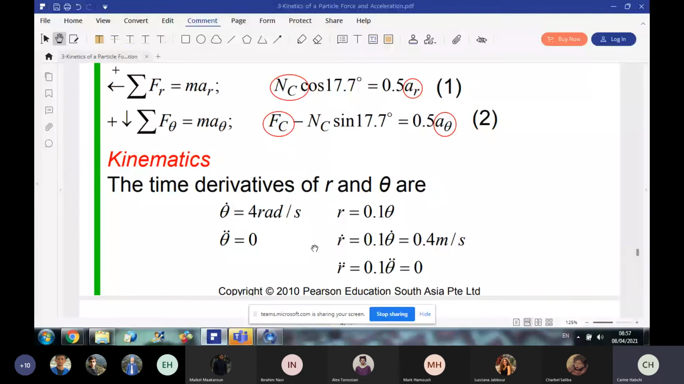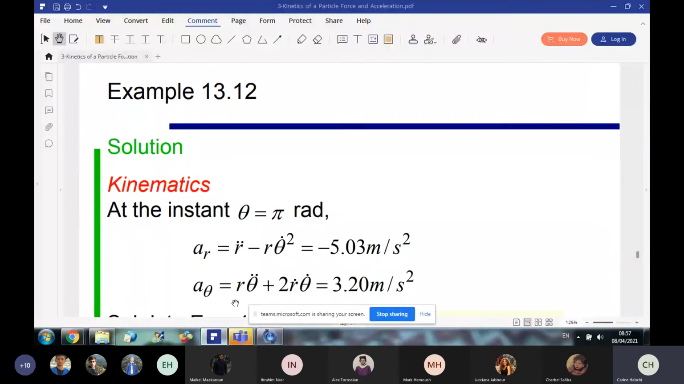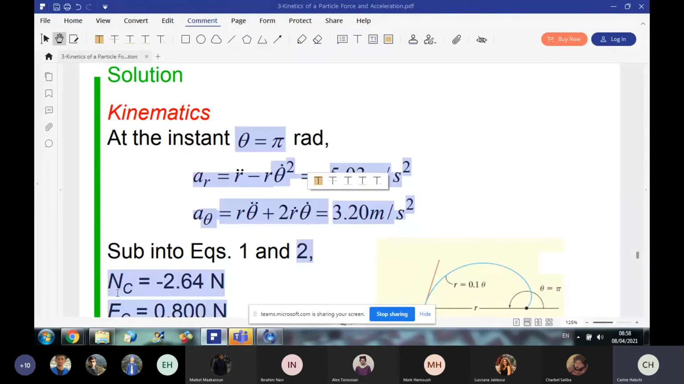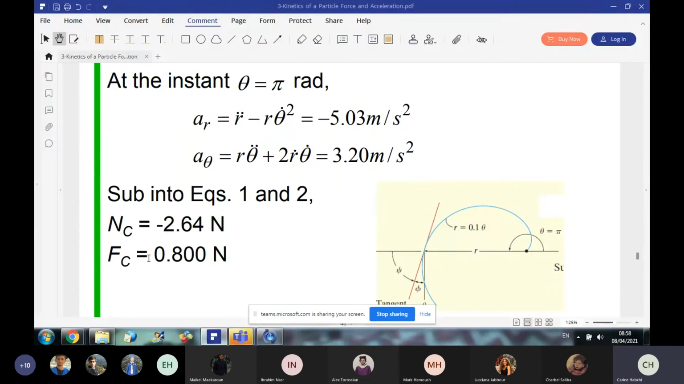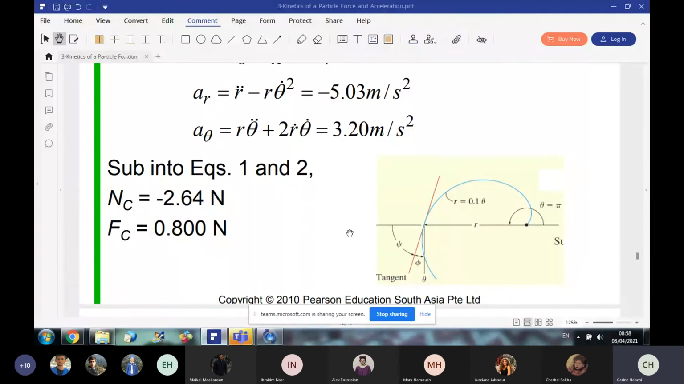Now we have everything. We can replace into the expressions of ar and a theta all variables by their values for theta equal to pi. We get ar and a theta, and then we can solve our system of unknowns to get Nc and Fc. If they only ask for Fc, just find Fc. And sometimes if you can reduce the calculation, do it. Any question on this?